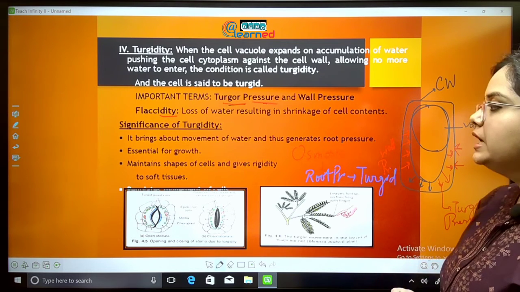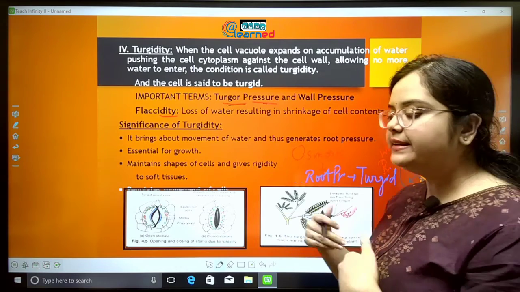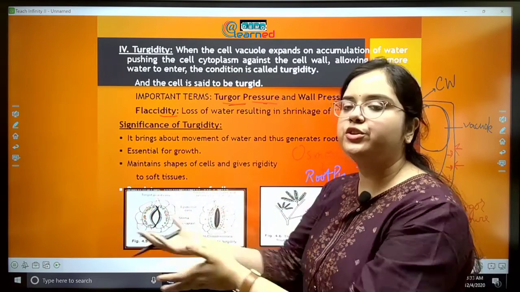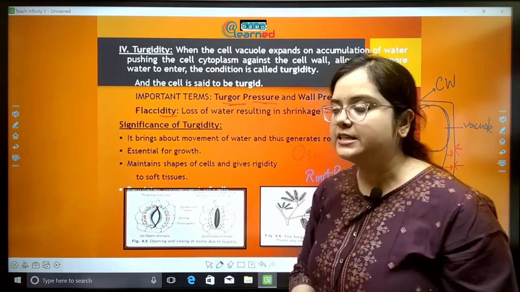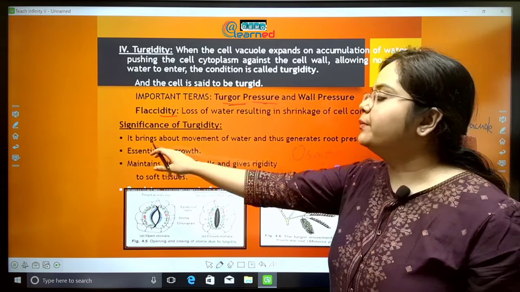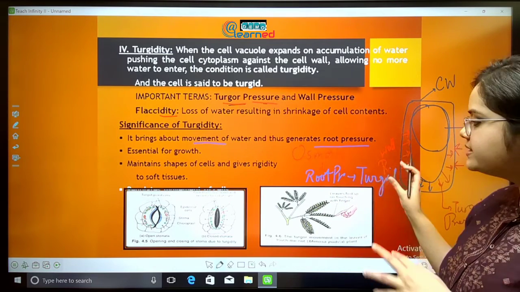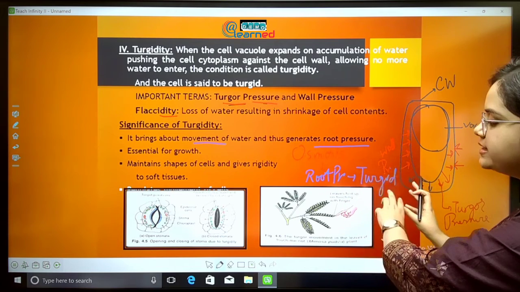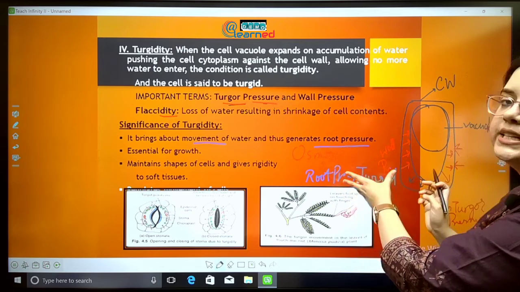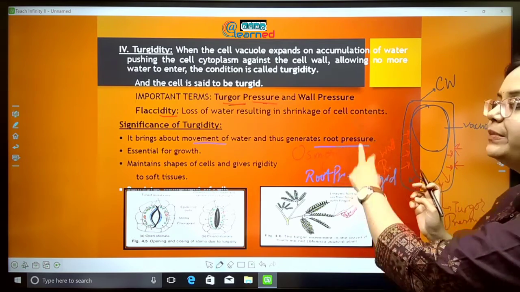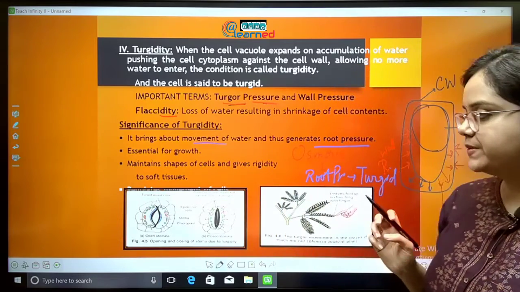So as one cell is getting turgid, it will readily lose the water and it will transfer the water to the next cell. So in this way, cell to cell osmosis will take place. So turgidity actually brings about the movement of water and it also generates root pressure. So it is a continuous cycle of phenomenon. Again, turgidity is helping in osmosis, osmosis is creating the root pressure. This cycle is happening as the water is moving from one cell to another in the roots.